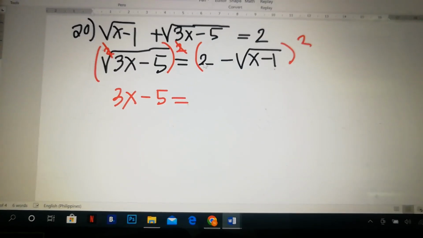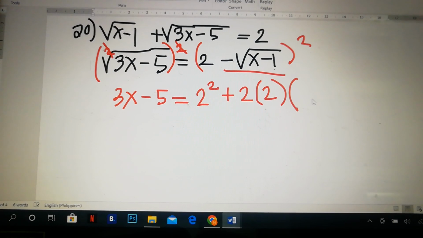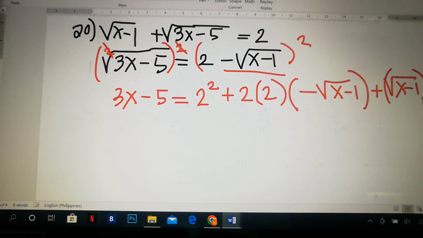Next, you apply the square of binomial here. Square the first term 2, okay, plus 2 times the first term 2, and then times the second term negative square root of x minus 1, okay, then plus square of the second term, square root of x minus 1 squared.